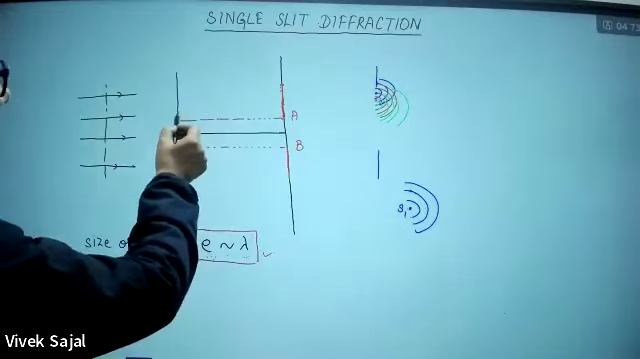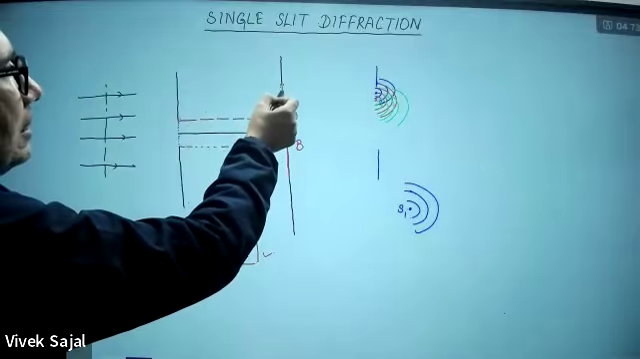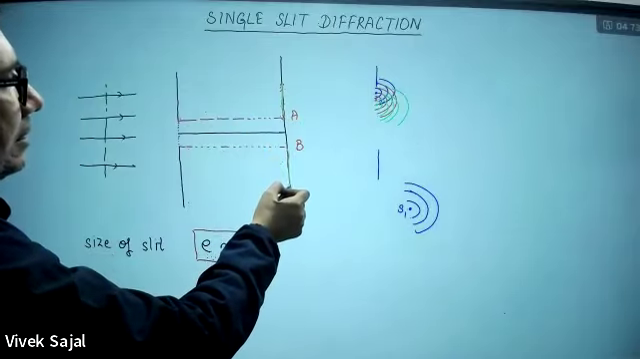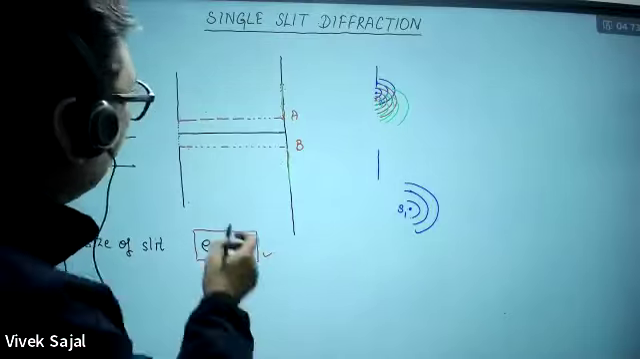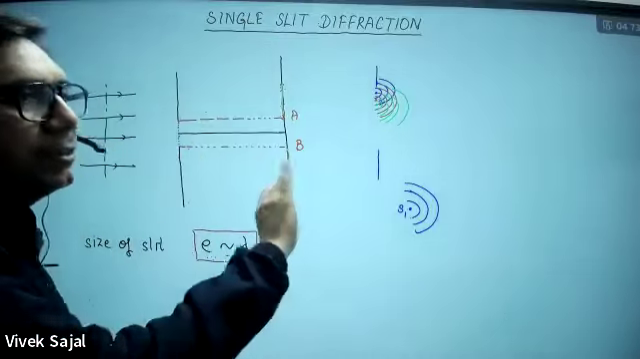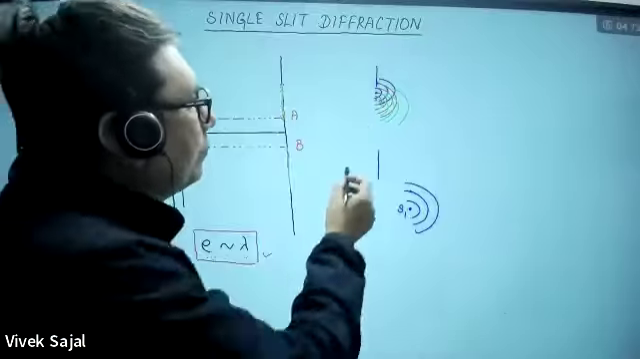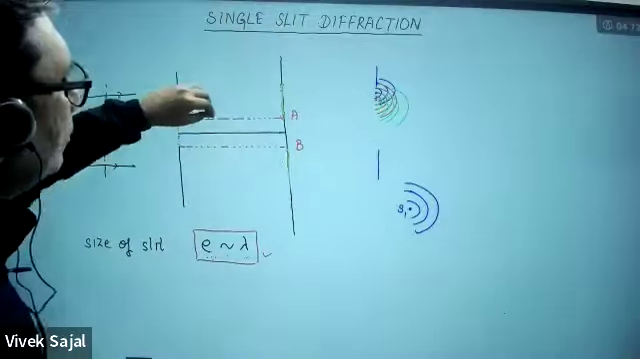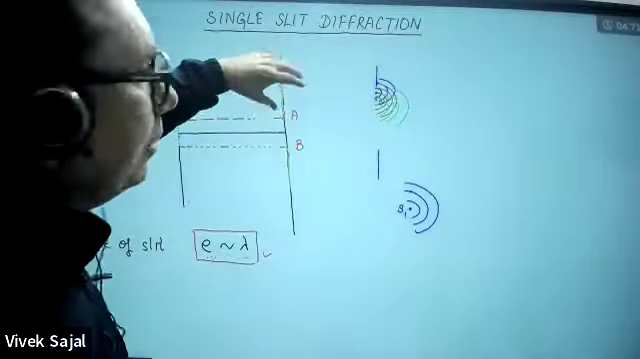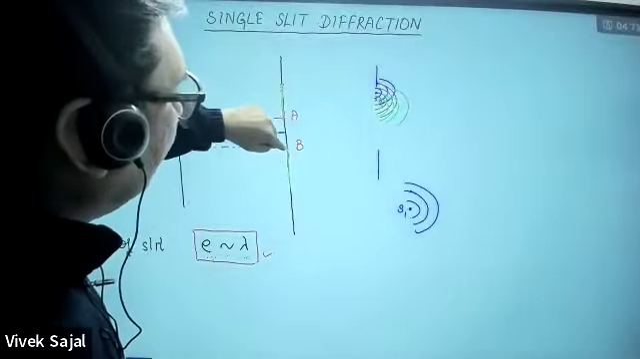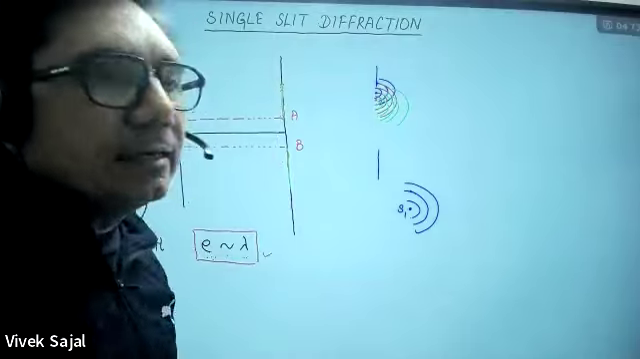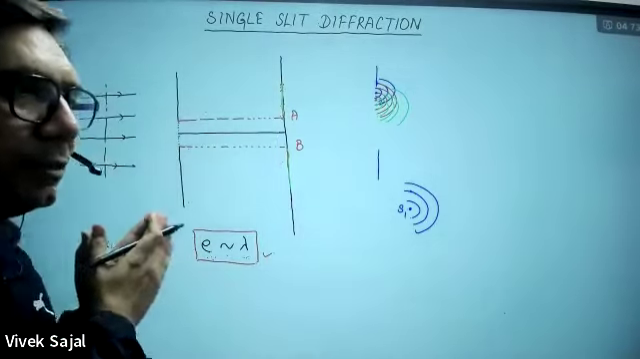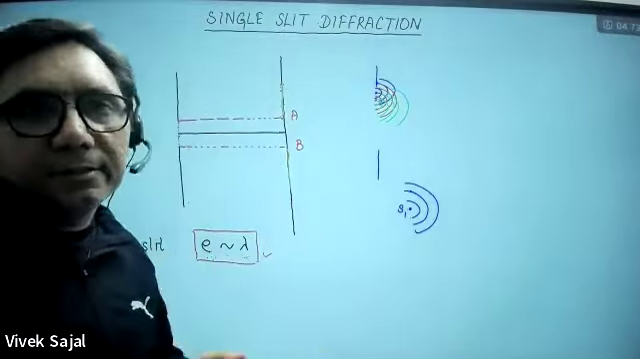So this region, which was earlier considered forbidden due to the rectilinear motion of light, now that you are considering the wave nature of light, you are going to find that due to this type of wavefronts, light is going to enter into this forbidden region. So you are going to get a pattern here as well as here. So why are you getting this type of pattern? Because here, when light is undergoing diffraction, it is following the wave nature.